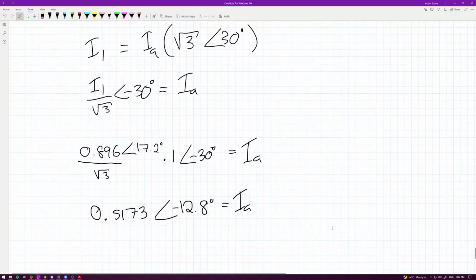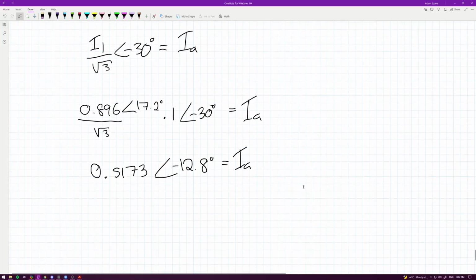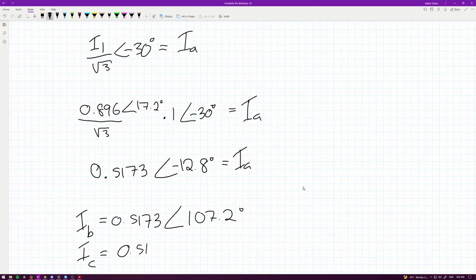So we found IA. To find IB and IC, we just shift them. IB is ahead of IA, so it's going to be equal to 0.5173 to an angle of, well, I'm going to add 120 degrees to this. I don't want to make a mistake. So 12.8 plus 120 is going to be a nice 107.2 degrees. And IC is 0.5173 to an angle of negative 120.8. This time for IC, I'm going to subtract 120 because IC is behind IA.